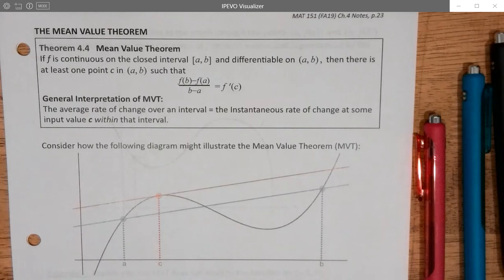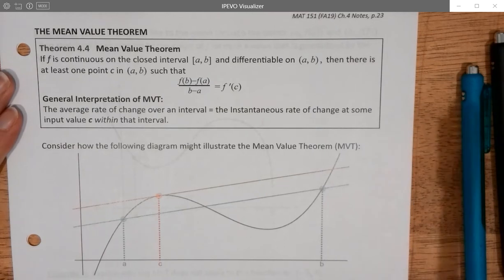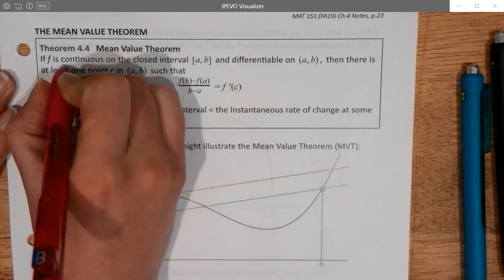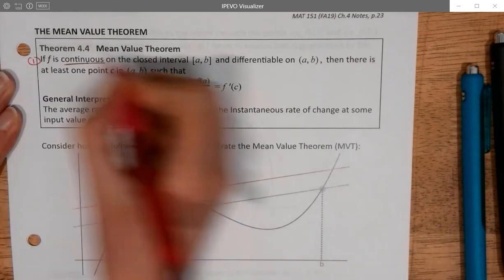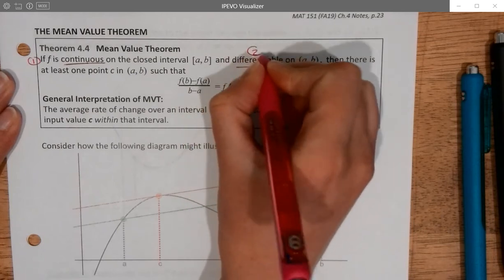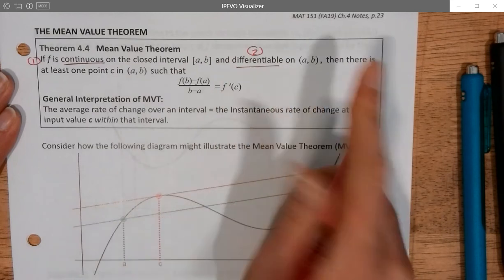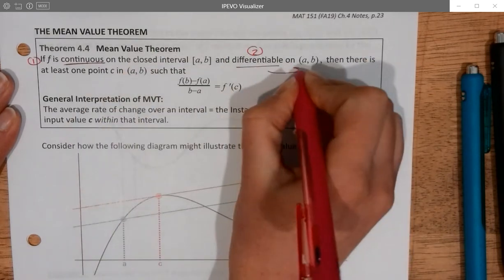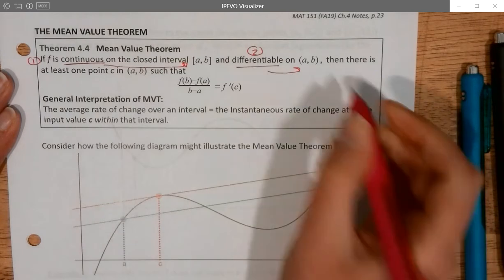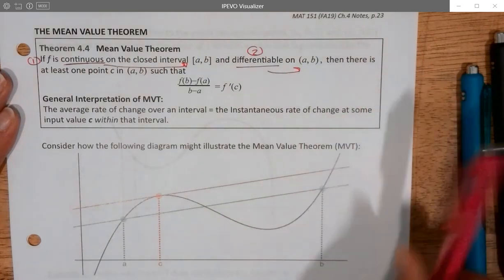Now we're ready for the mean value theorem. We just talked about Rolle's theorem. That's a special case of the mean value theorem. The mean value theorem guarantees that for a function that is continuous on a closed interval, and, of course, differentiable on an open interval, just like before, this is my conclusion right away.